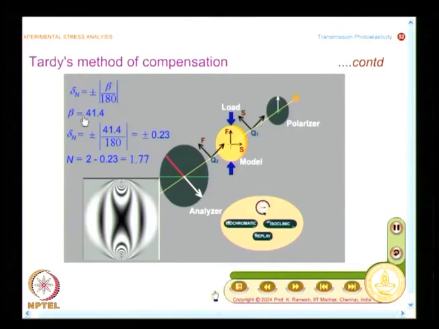So, I have beta equal to 41.4. So, I can find out what is delta n. I have still not attached the sign, I still say it is plus or minus 41.4 by 180 degrees, and that gives you plus or minus 0.233. Now I know the fringe order was between 1 and 2. So, I do this as 2 minus 0.23 equal to 1.77. So, I can find out the fringe order at the point of interest very precisely.